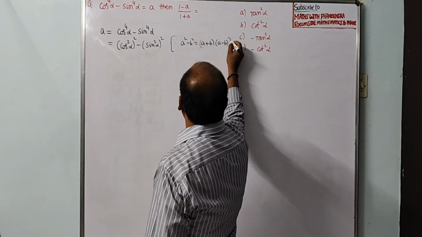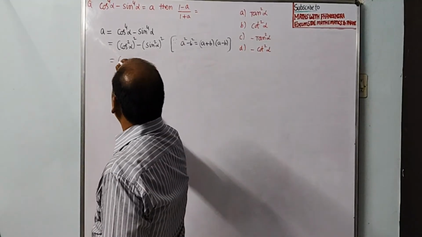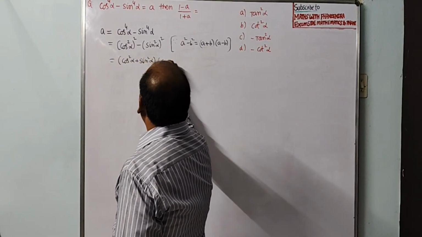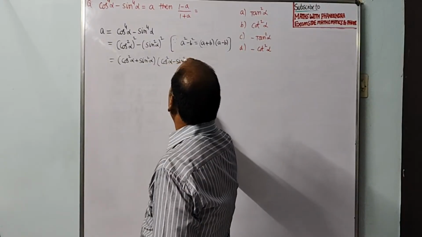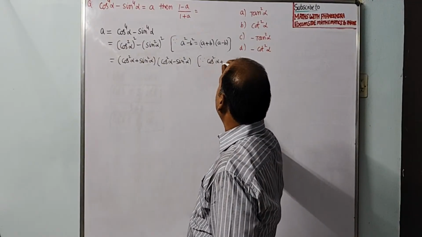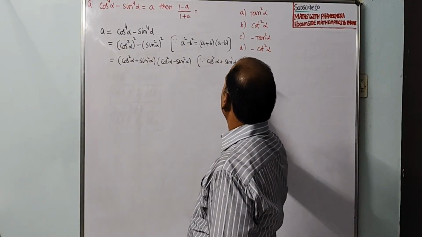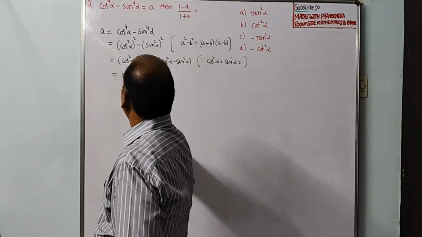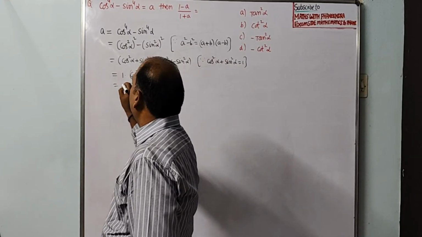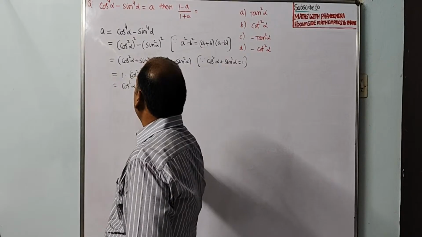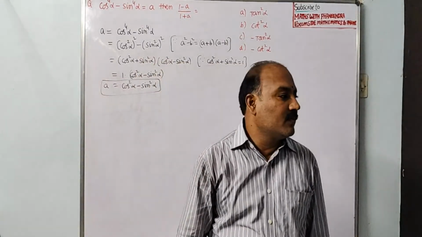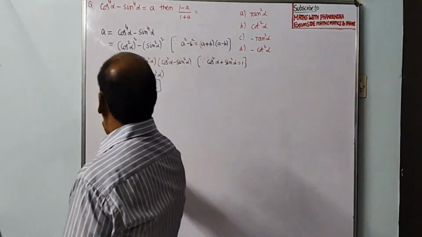I hope you understand this, students. So, we can write it as (cos square alpha plus sin square alpha)(cos square alpha minus sin square alpha). We know that sin square alpha plus cos square alpha value is 1. So which is equal to 1 into (cos square alpha minus sin square alpha). So ultimately the value of a is cos square alpha minus sin square alpha. This is the value of a. I hope you understand this, students. Now come to the question.